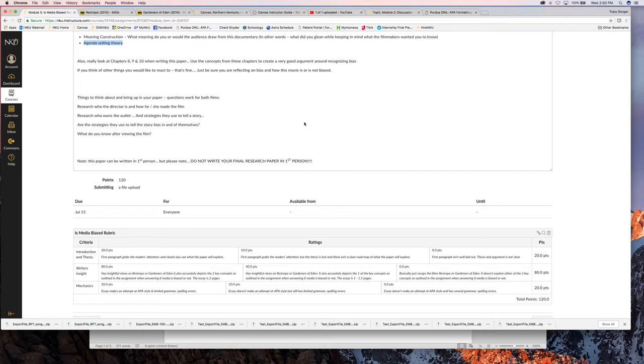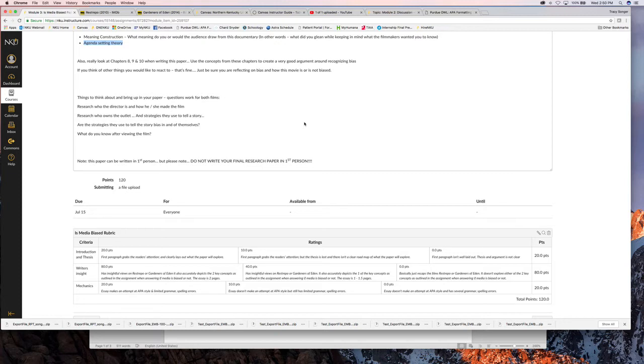What type of media do they have? Are the strategies they use to tell the story biased in and of themselves? So is there a story bias, and what types of strategies? Is it aesthetic? Look at the way the films are shot. Look at the way they're edited. Look at what is not there, what is there. And then also, what do you know about the subject after viewing the film?